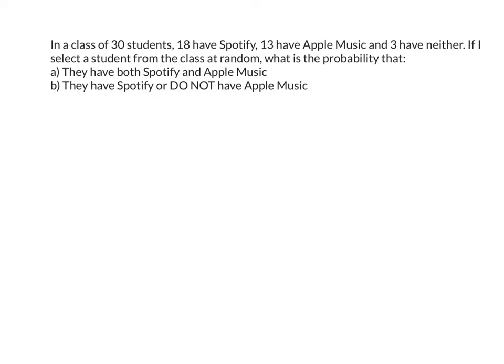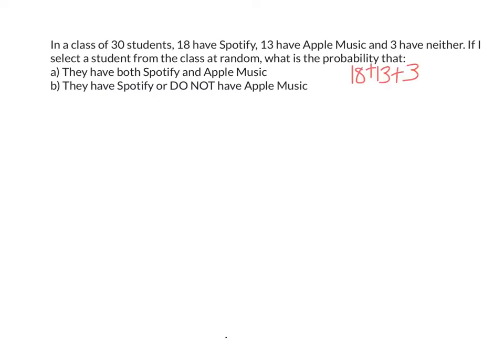So let's look at this question. In a class of 30 students, 18 have Spotify, 13 have Apple Music, and 3 have neither. We're going to use this to calculate some probabilities. This question involves two sets: the set of students who have Spotify and the set who have Apple Music. Of course, students can be in one of those sets, both, or neither. When we have a question involving two sets like this, we can use a Venn diagram or two-way table. Either one doesn't really matter. I'm going to put this information firstly in a Venn diagram.